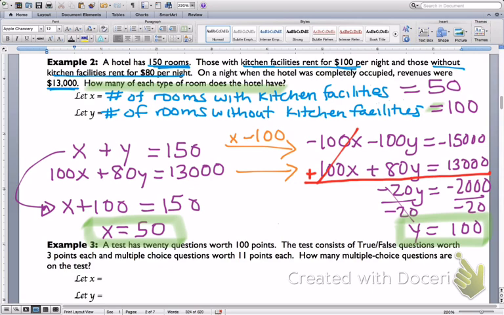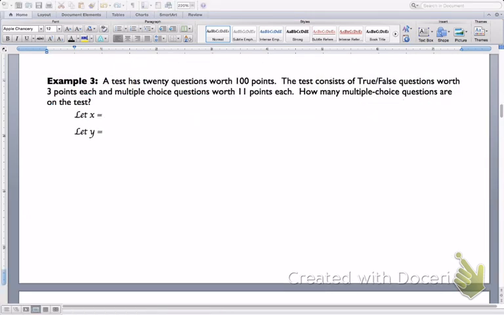All right, let's go ahead and move on to the last problem. All right, let's look at this next question. The test has 20 questions worth 100 points. That's looking like we're going to annotate that. So 20 questions, I'm writing the number 20 there, worth 100 points. The test consists of true-false questions worth 3 points. So true-false questions are worth 3 points. Multiple choice are worth 11 points.